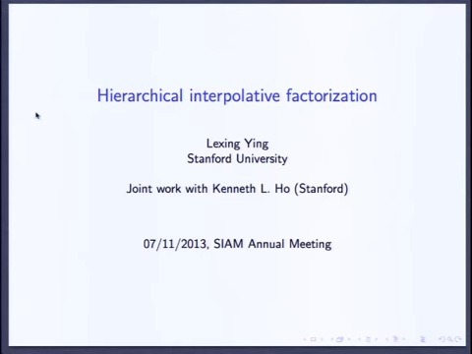Lexing Ying is a professor at the Department of Mathematics and the Institute for Computational Mathematical Engineering at Stanford University. He has been awarded multiple awards and fellowships, including the Sloan Fellowship in 2007, an NSF Career Award in 2009, and the Fan Kang Prize of Scientific Computing from the Chinese Academy of Sciences in 2011. The 2013 James Wilkinson Prize is awarded to Lexing Ying.